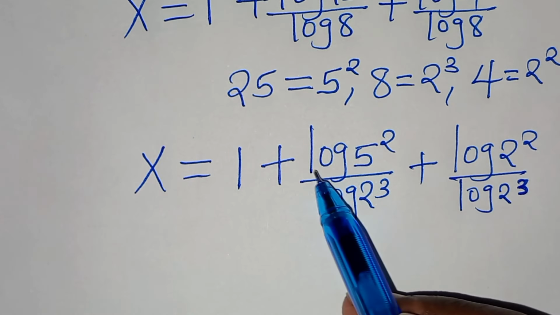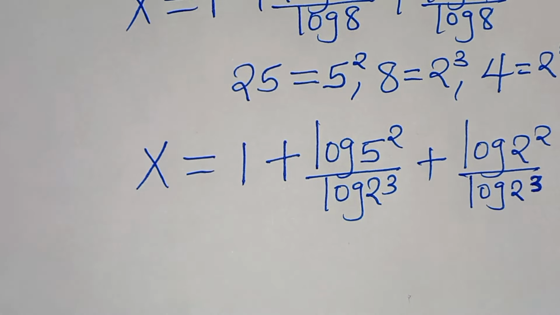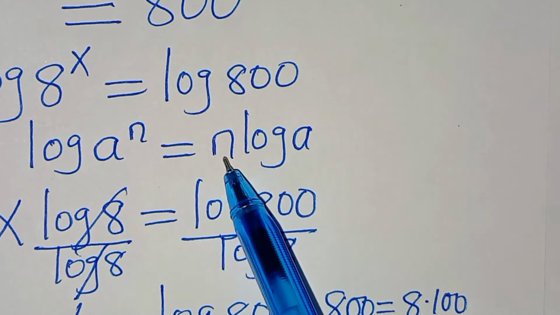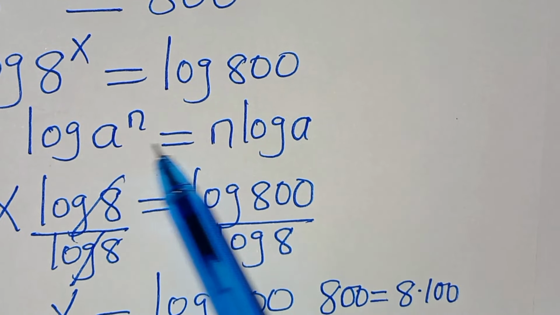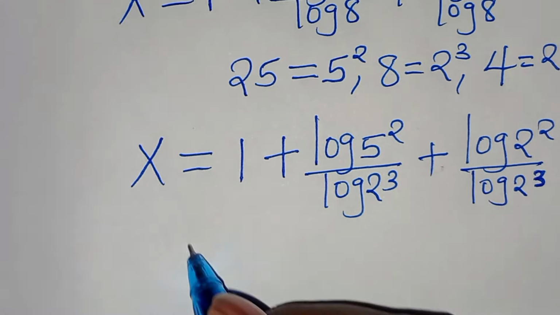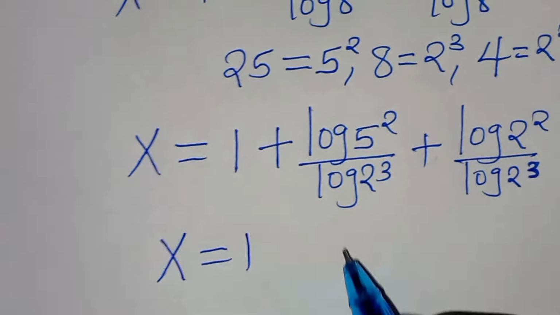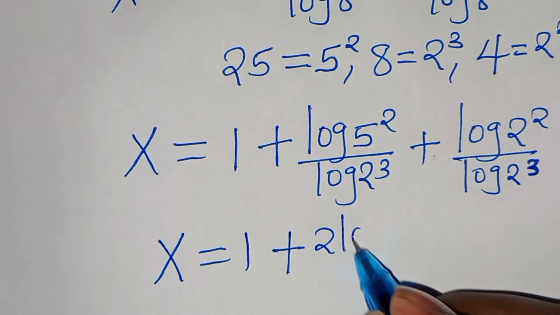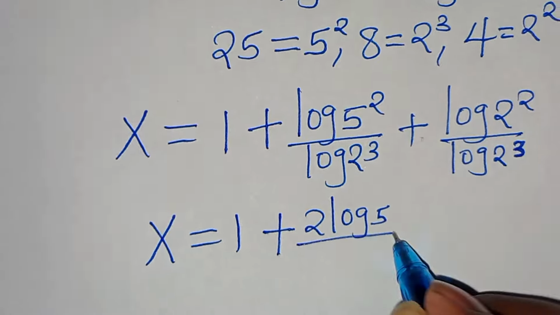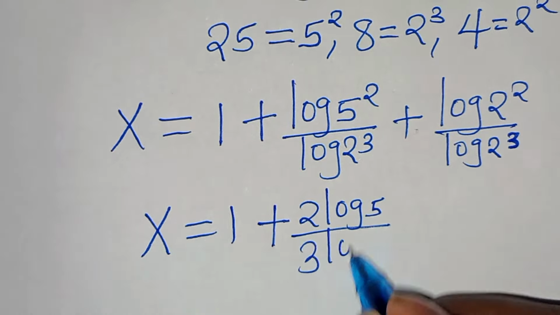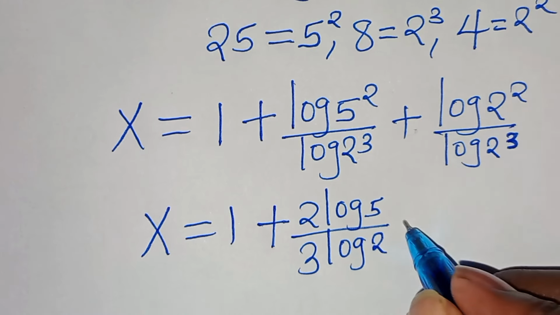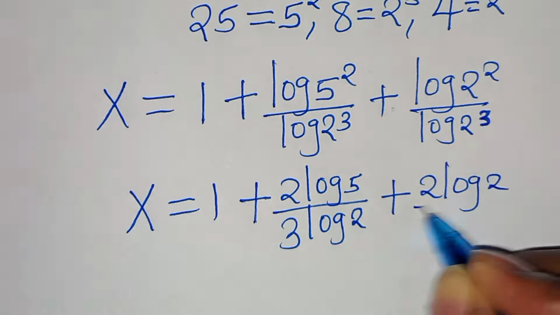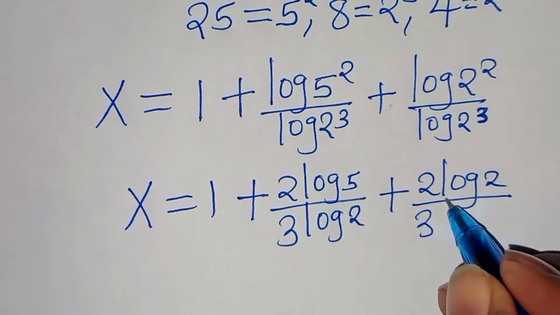The next step from here, let's apply the power rule property, that is, log a to the power of n is the same thing as n log a. So let's apply this property so that now we have x equal to 1 plus 2 log 5 divided by 3 log 2, then plus 2 log 2 divided by 3 log 2.